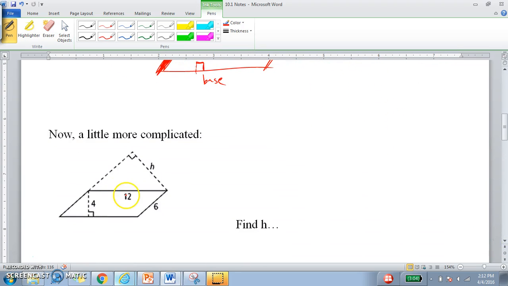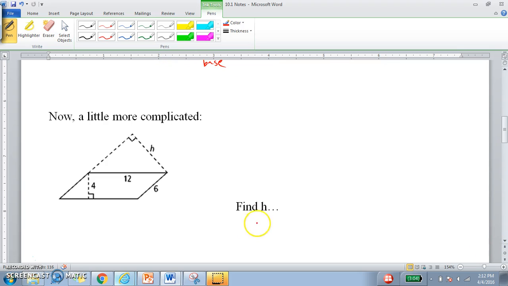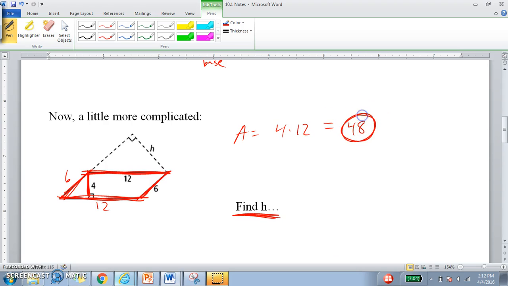Okay, so here we've got a parallelogram, and it says to find h. Well, there's some weird stuff drawn in here. So the regular parallelogram is these solid lines right here. That's our parallelogram. Notice that we've got this side, which is 12, which means this side also has to be 12. This side is 6, which means this side is also 6. So if we use this as our base, then it gives us our height right here, which is 4. So the area of the parallelogram would just be 4 times 12, or 48. So that's the area of the parallelogram.